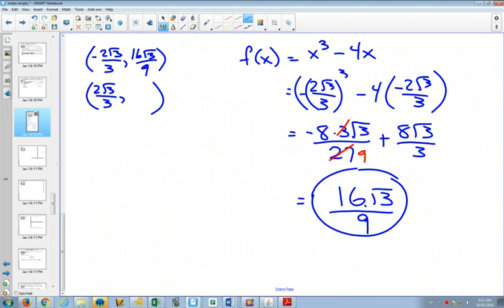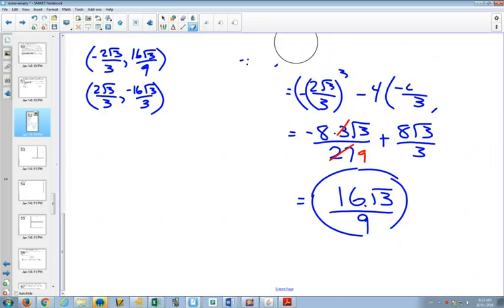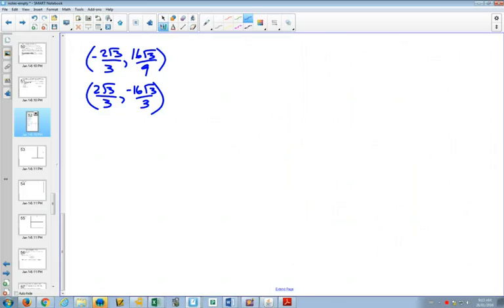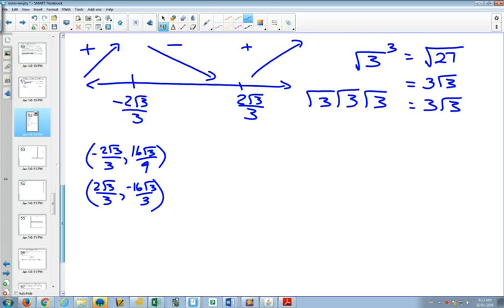Similarly, we can plug in 2 root 3 over 3. Things are going to be very similar, except this time this is going to be positive, this is going to be negative. So when we're solving this one, you're going to get 8 minus 24. You're going to get negative 16 root 3 over 3. So I'm just going to clear up, as the British would say, my working. And now that I found my 2 points, I'm going to label them. This is my local max. This is my local min. So now I've found my stationary points.